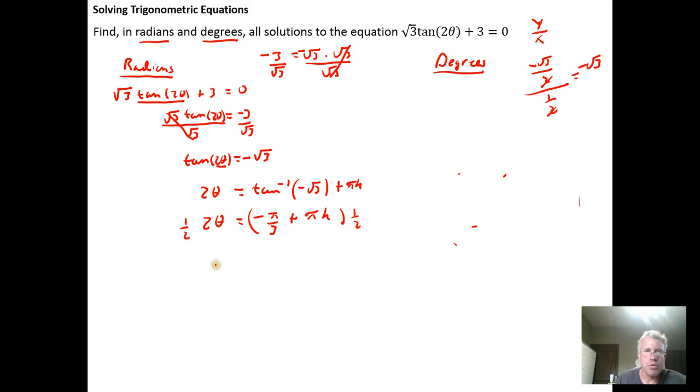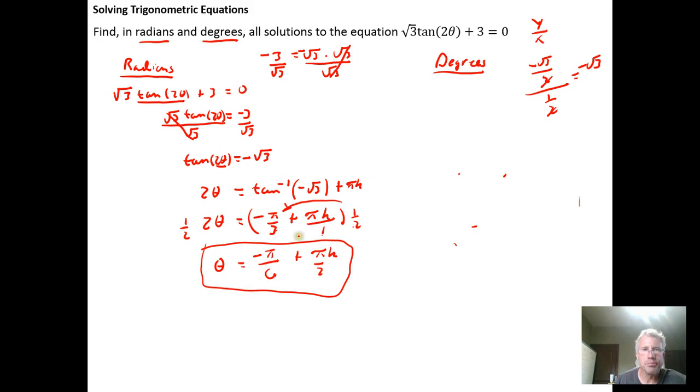So I get a half of 2 is 1, I get 1 theta equals, and then I distribute the 1/2 into the parentheses. I get negative pi over 3 times 2 is 6, plus, this is really pi k over 1, so I get 1 times pi k is still pi k, and 2 times 1 is 2. So this gives me the whole solution set, but not the whole solution, because I'm supposed to find it in degrees. So for the tangent function in radians, this is all solutions.